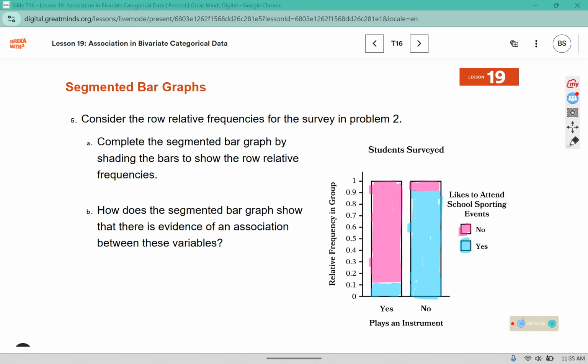Then part B says, how does the segmented bar graph show that there is evidence of an association between these variables? Well, the heights of the segments in the bar are different. So the relative frequency of students who like to attend school sporting events is different depending on whether you play an instrument or not.